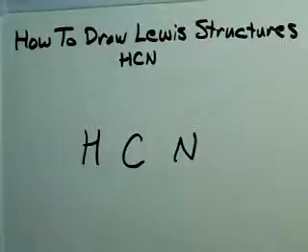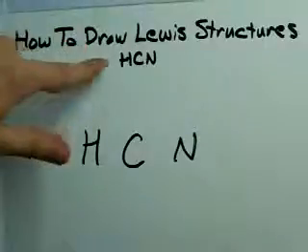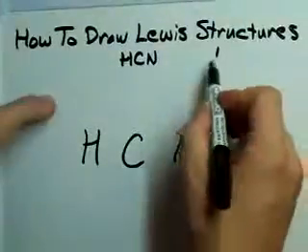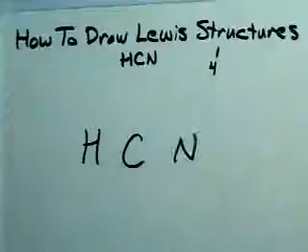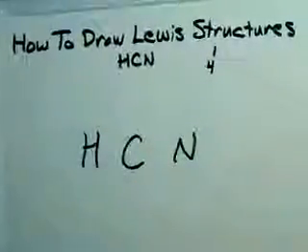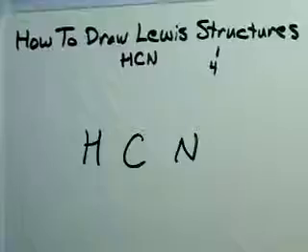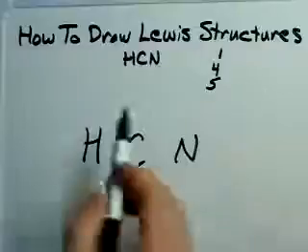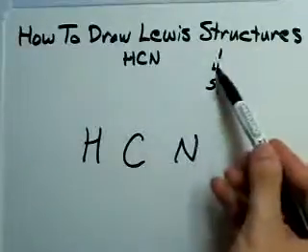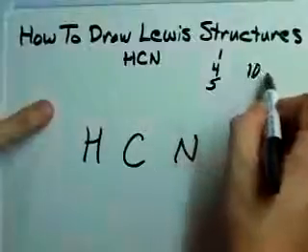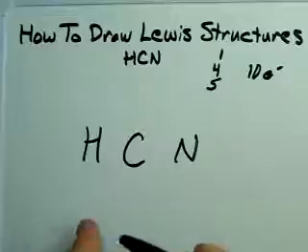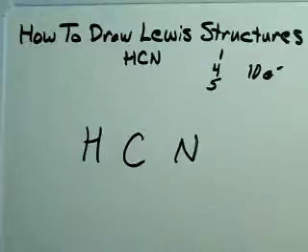Step 2 is to count the number of valence electrons that HCN has. Hydrogen has 1 valence electron because it's in the first group. Carbon has 4 valence electrons because it's in the 4th group if you don't count the transition metals. And nitrogen carries with it 5 valence electrons. In total, this molecule then will have 1 plus 4 plus 5, or 10 valence electrons. Which means we have 10 electrons to move around this molecule in order to satisfy the next few steps.